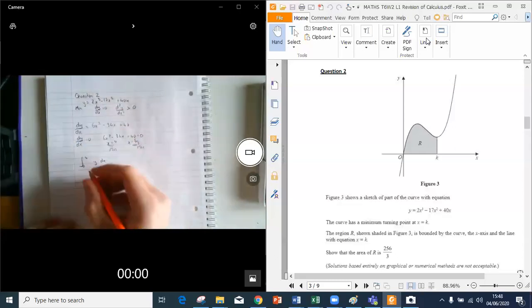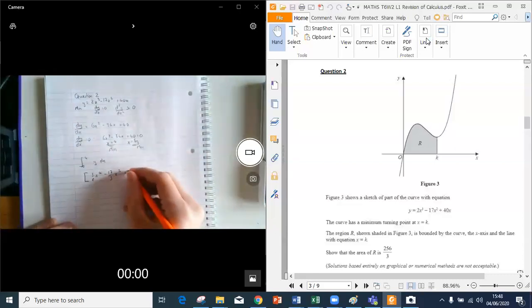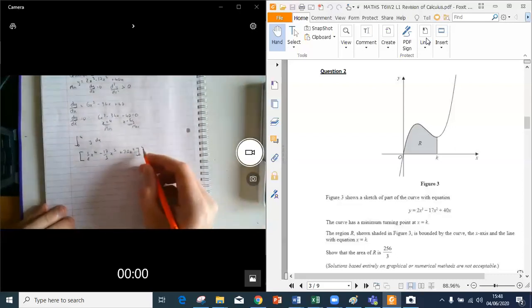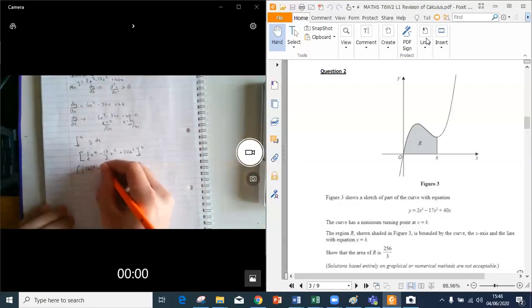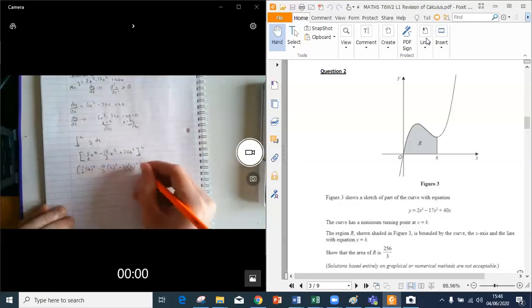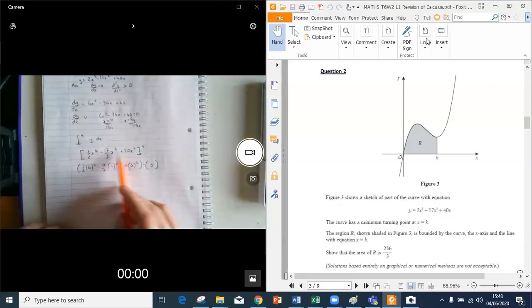So if we integrate y, we get 2 over 4, which gives me a half, x to the 4, take away 17 over 3, x cubed, plus 40 over 2 gives me 20, x squared. If you need to write that step out before and then simplify it, do that. Since we need to show the working, sub in the 4 first, and then sub in 0. So it just gives us 0 because everything's 0, that's 0, that's 0.